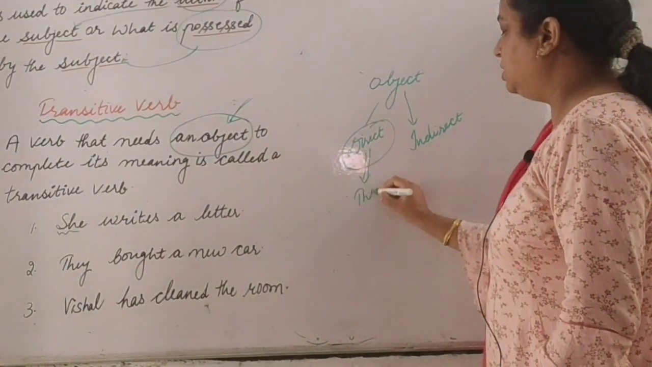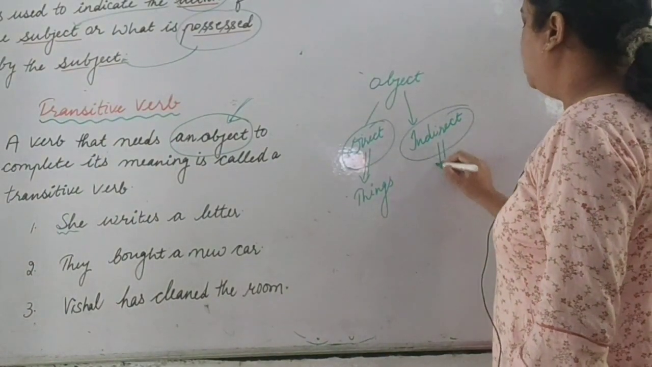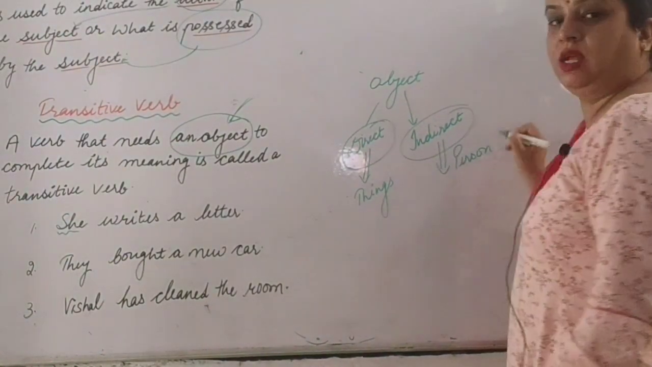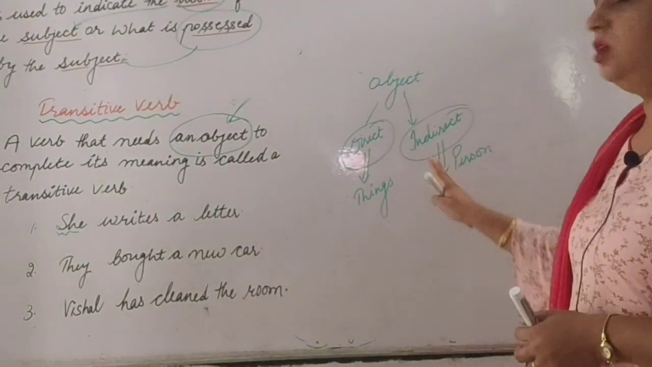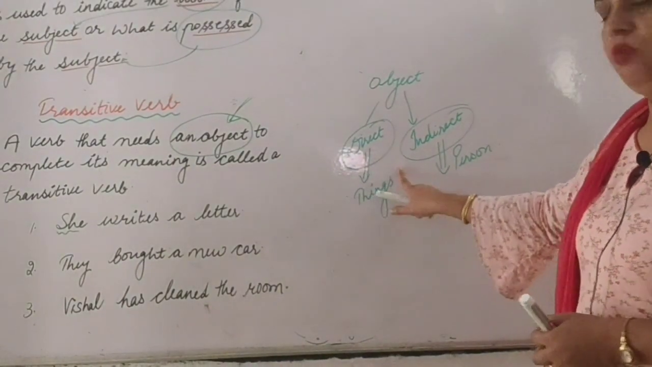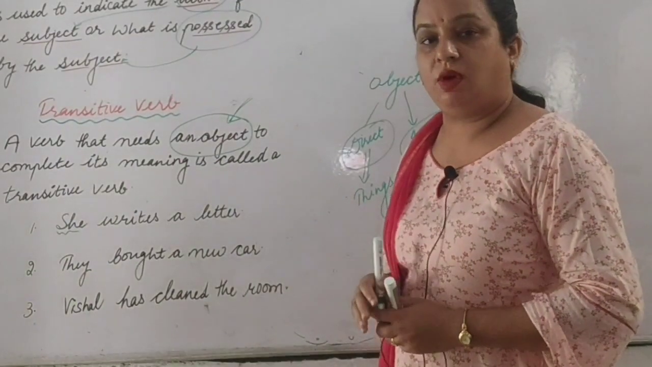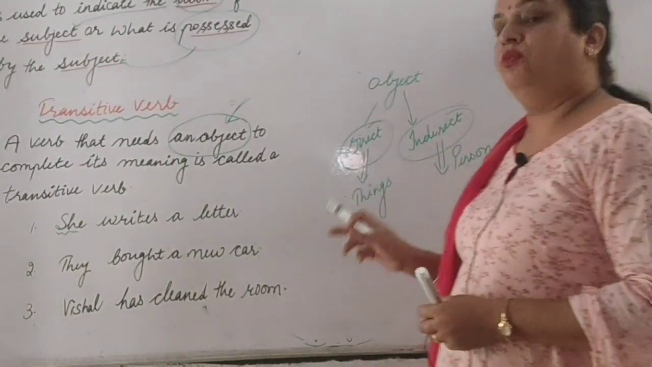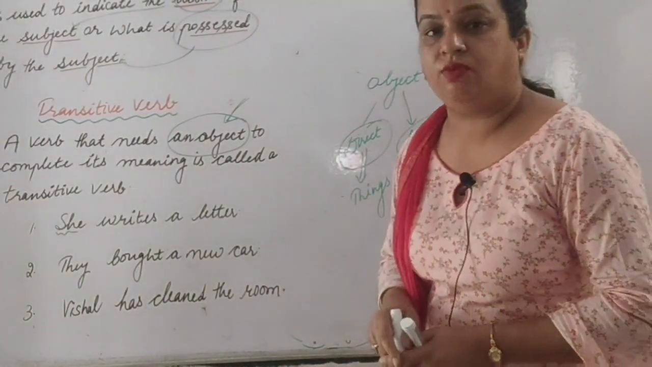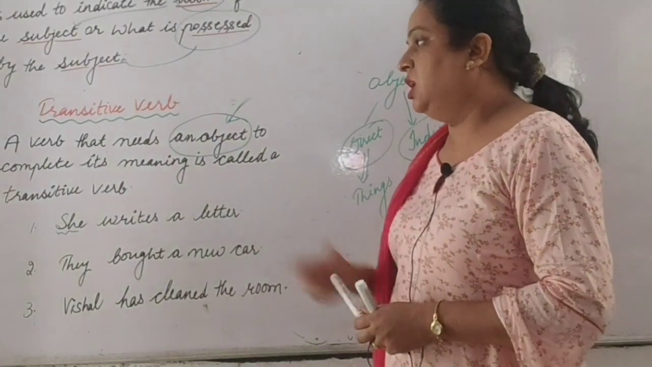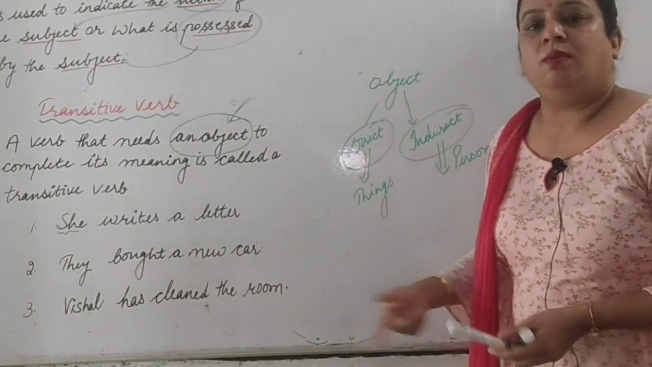Direct objects are things, and indirect objects are persons. It is not necessary that both objects are required in a sentence. It may be one, or two, or both, but every time an object is not required, because subject and verb alone can also frame a sentence. But when we are talking about the transitive verb, in that case we have to see that the object should be there, whether it is direct, indirect, or both.